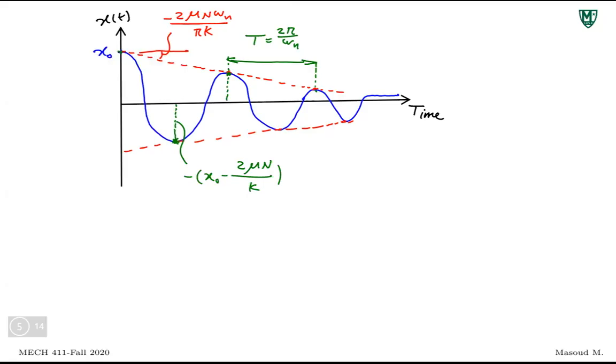Let me see if I can use a different color, and be less messy. That would be difficult. That magnitude there would be x naught minus 4 mu N over k. Now, you will see there is a relationship. I'll introduce that relationship; that's what we care about by the end of the day. One last thing on this plot: keep in mind that the time period is T in this system.